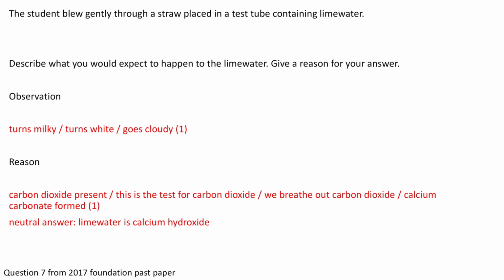The student blew gently through a straw placed in a test tube containing lime water. Describe what you would expect to happen to the lime water and give a reason for your answer. The observation that you would expect is that the lime water will turn milky, turn white, or go cloudy. The reason for that is when you blow gently, carbon dioxide gas is given off when you breathe out, and passing carbon dioxide through lime water is the test for the presence of carbon dioxide, or say that calcium carbonate is formed. You get no mark for saying that lime water yields calcium hydroxide.